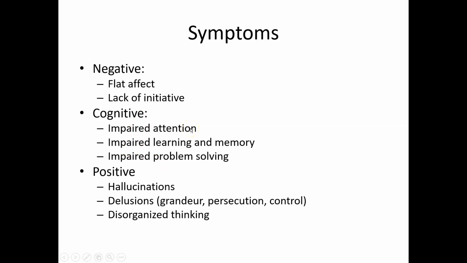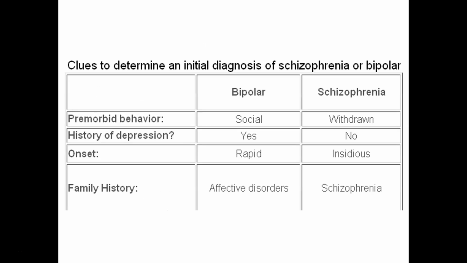Additionally, we do know that schizophrenia is associated with some cognitive difficulties as well. So we see impaired attentional abilities. I've read some research about impaired working memory abilities, impaired problem solving, and impaired learning and memory. And we'll talk a little bit more about why this might potentially happen. So, just as a really quick comparison, because there are some similarities in the positive symptoms of schizophrenia and a manic episode in bipolar disorder, here are some clues to help determine an initial diagnosis.